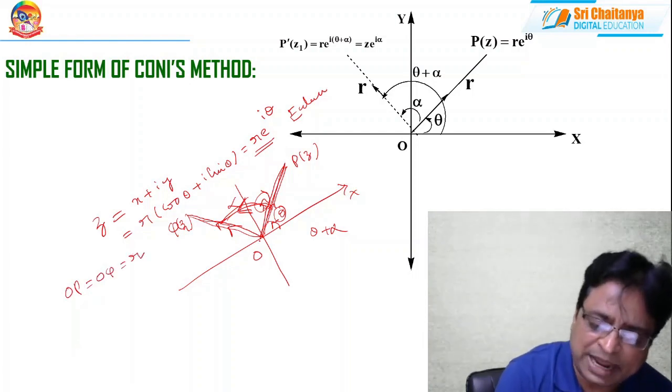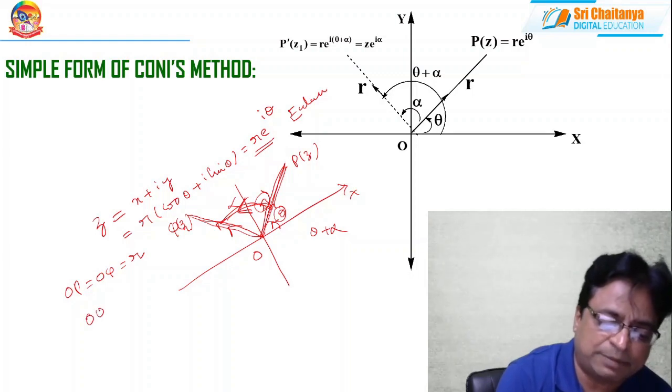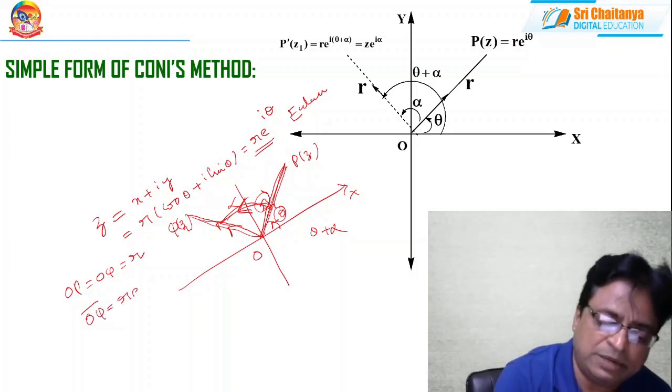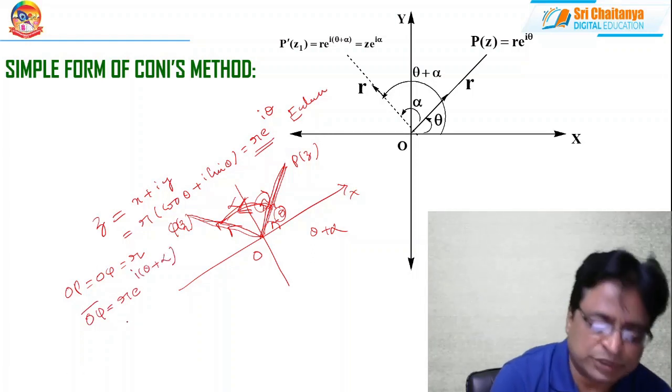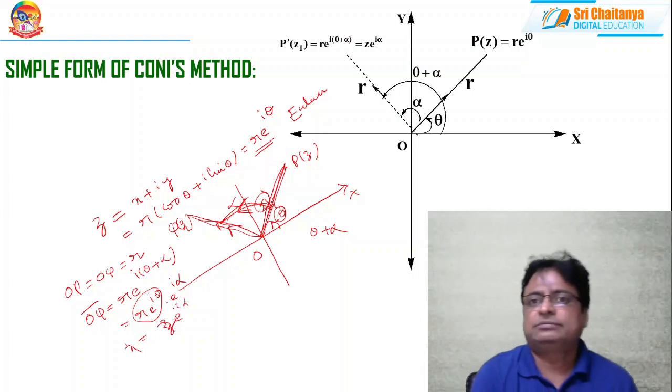Since I know the magnitude of OQ as well as the angle made by the vector OQ with the x-axis, how can I represent OQ bar as a complex number? r e power i theta plus alpha. So this I can write as r e power i theta into e power i alpha. This is nothing but z e power i alpha. So Z1 is equal to z e power i alpha.